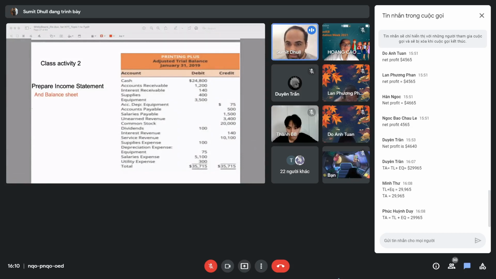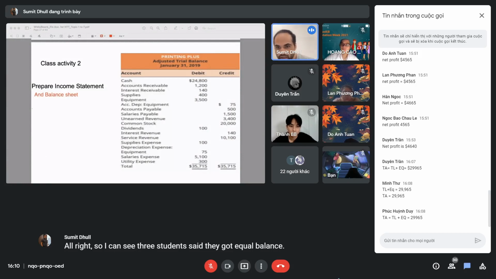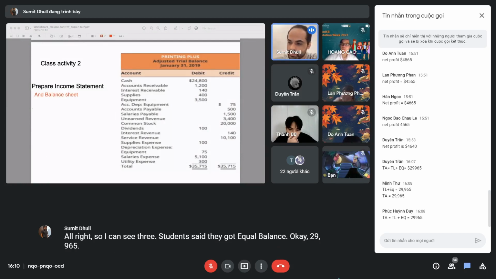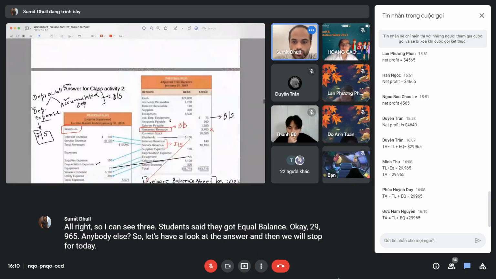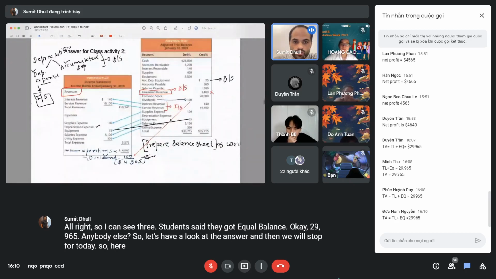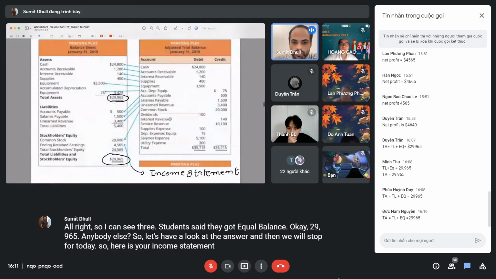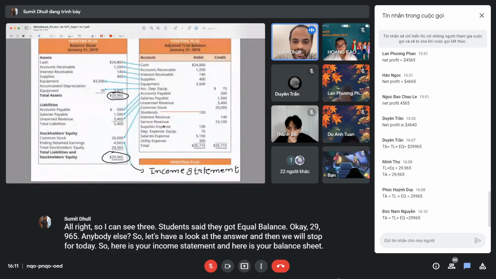All right, so I can see 3 students said they got equal balance. Okay, 29,965. Anybody else? So let's have a look at the answer and then we will stop for today. So here is your income statement and here is your balance sheet. 29,965.